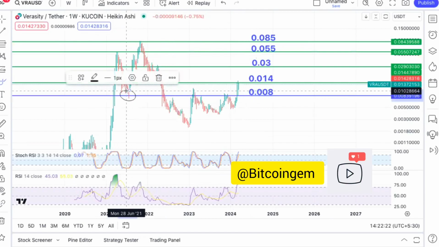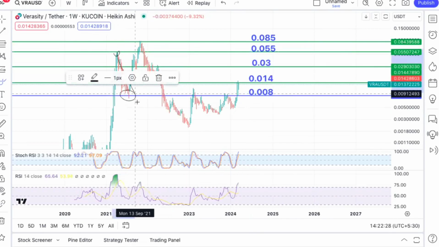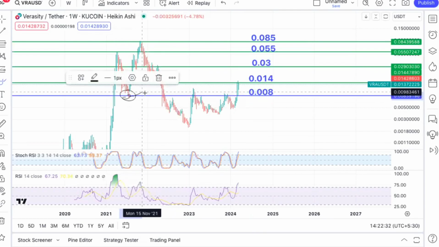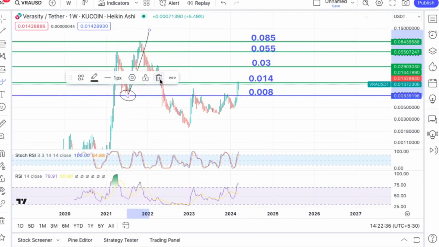This was the first Bitcoin correction in 2021, where Bitcoin came from 65,000 all the way to 29,000. That's where this price acted as support, 0.008. And from there, VRA created a new all-time high.